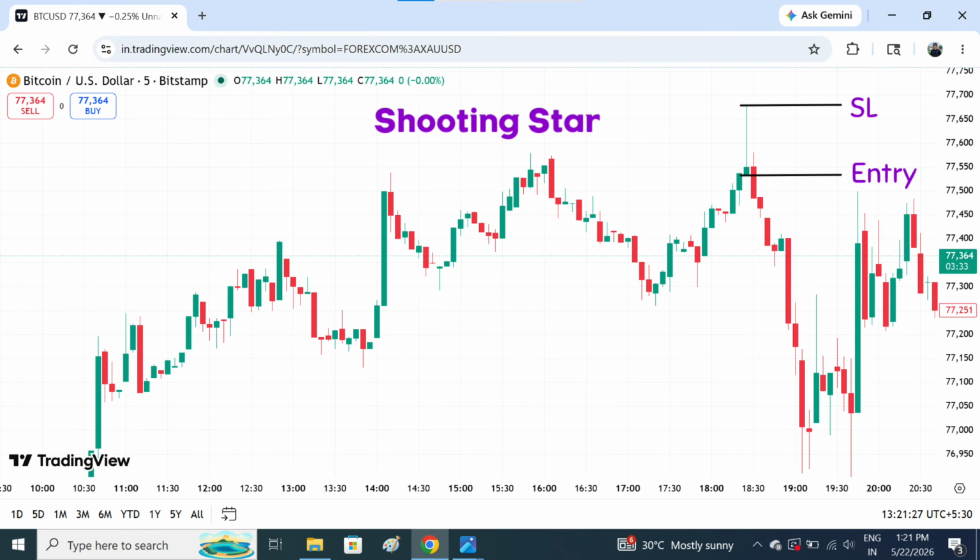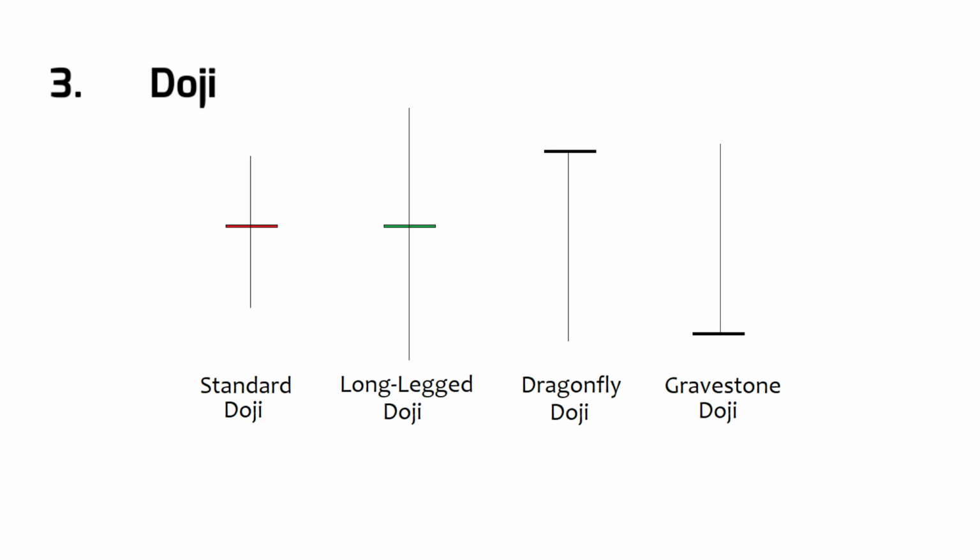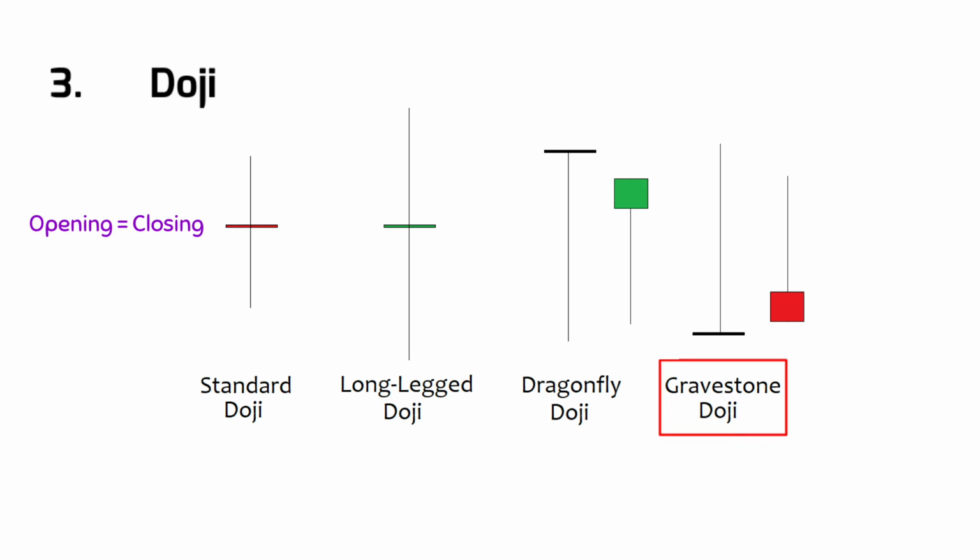Now let's move to another important pattern, the Doji pattern. Mainly, there are 4 types of Doji patterns: standard Doji, long-legged Doji, dragonfly Doji, and gravestone Doji. In these candles, the opening and closing prices are almost the same, and these candles can either be colorless or have any color. Now, if you notice carefully, the dragonfly Doji works exactly like a hammer pattern, and the gravestone Doji works like a shooting star.